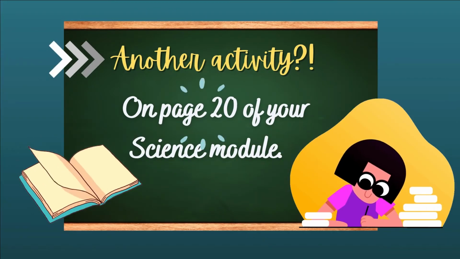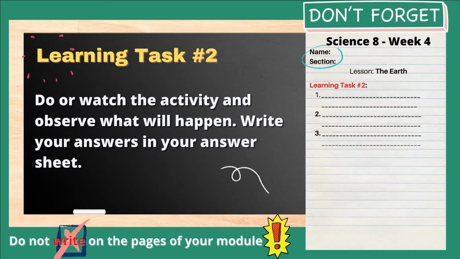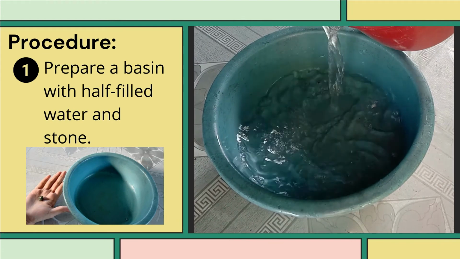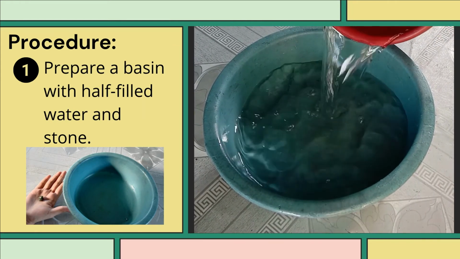Upang mas maisalarawan mo ang seismic wave, gawin natin ang inyong learning task number 2 sa page 20. Learning task number 2. Do or watch the activity and observe what will happen. Write your answers in your answer sheets. Narito ang mga materials na kailangan nyo: basin, water, at stone. Prepare a basin with half-filled water and stone.